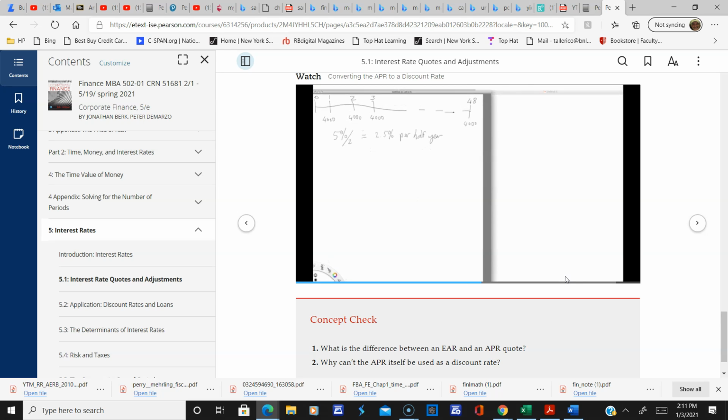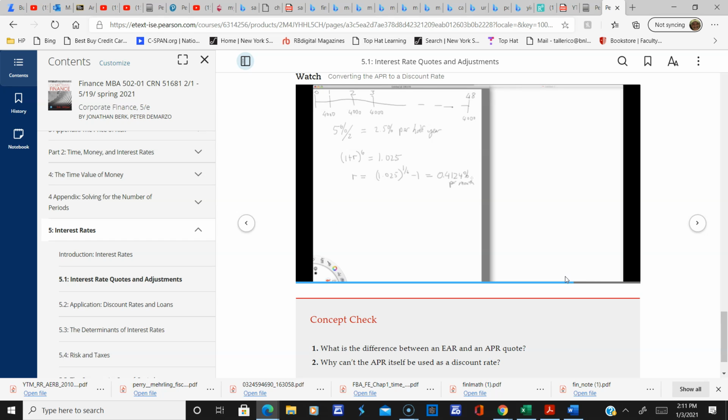Now, if you're paying 2.5% every 6 months, how does that now convert into a monthly discount rate? Because as we can see from the timeline, the cash flows are monthly. To answer this question, consider two loans. One loan, you have to make semi-annual payments of 2.5%. And the other loan, you have to make monthly payments. What monthly rate would make you indifferent between these two loans? You are indifferent between paying 0.4124% per month and 2.5% every 6 months.